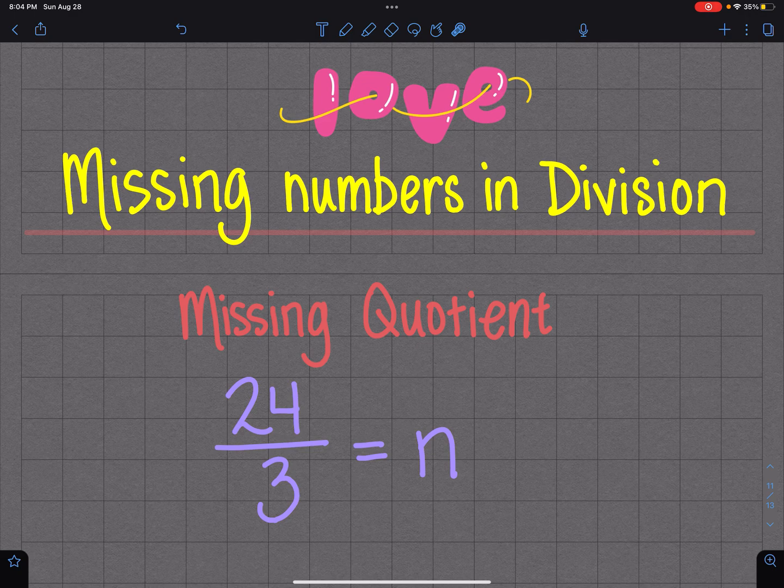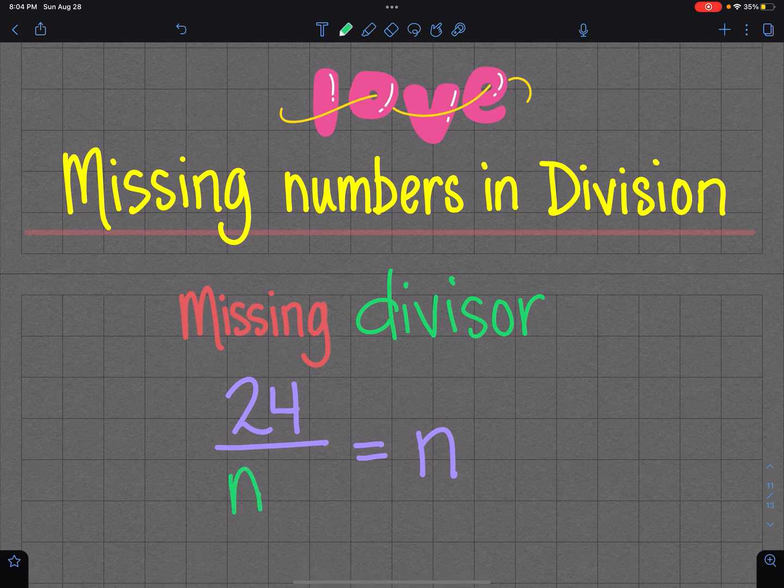Now, what if you know the quotient? So instead of having a missing quotient, we have a missing divisor. Now, divisor is the thing on the outside of the house that's wanting to come in, right? So that's this guy right here. So a missing divisor is an example like this. 24 divided by m is equal to 8.